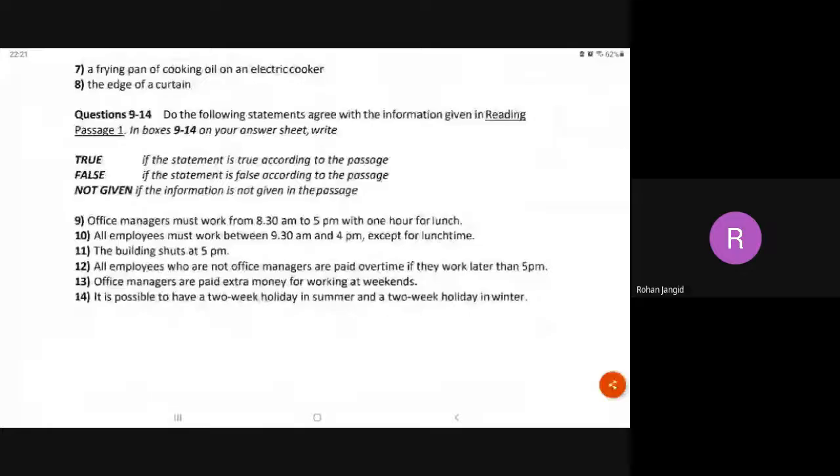I'll give you, 9th is false. It says office managers must work from 8:30 to 5 p.m. with 1 hour for lunch. ठीक है? Must का मतलब होता है करना ही है.